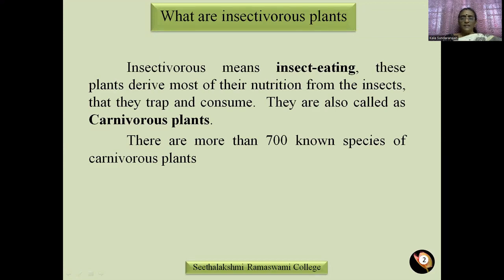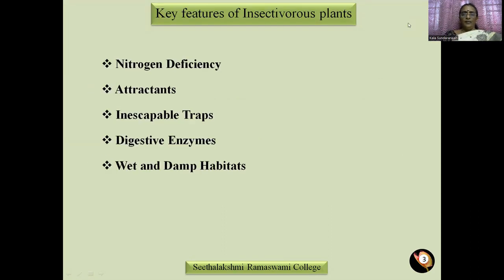Insectivorous means insect eating. These plants derive most of their nutrition from the insects that they trap and consume. They are also called carnivorous plants. There are over 700 species of carnivorous plants that break the mold of what we had traditionally believed plants to be. Let us have a brief insight into the characteristics and examples of insectivorous plants in this video.